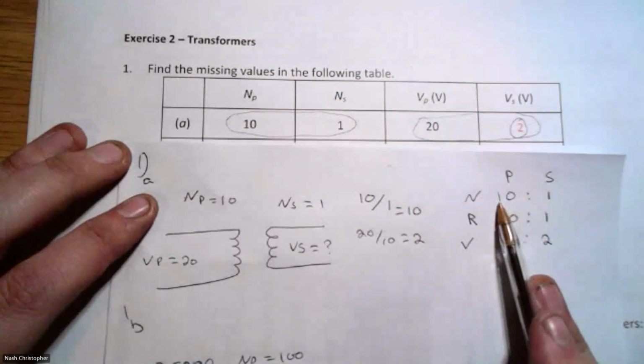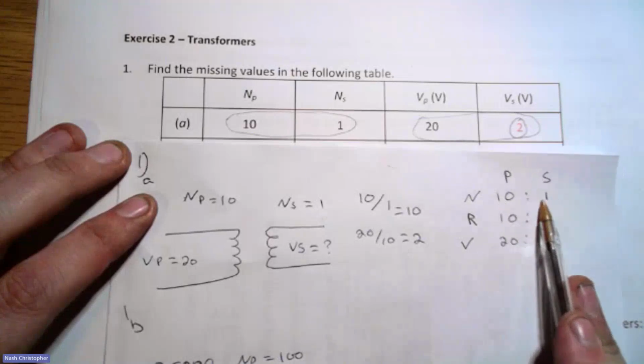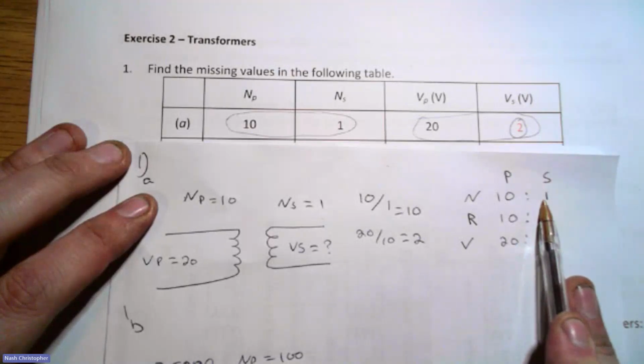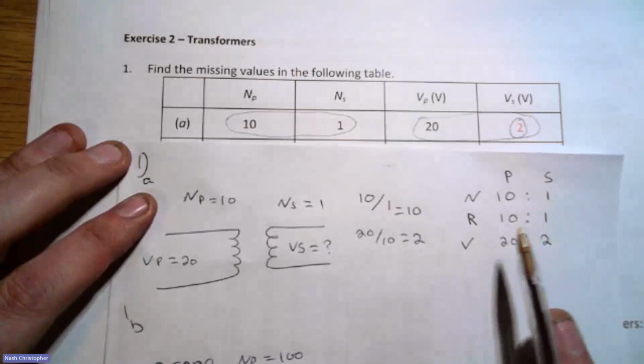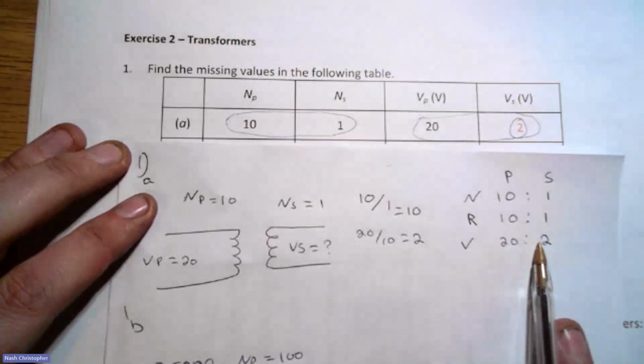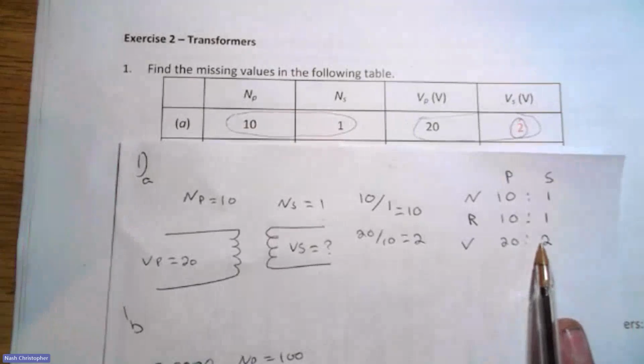So the number of turns is 10 times bigger than the secondary. The ratio is 10 times bigger than the secondary, and the voltage is 10 times bigger than the secondary.